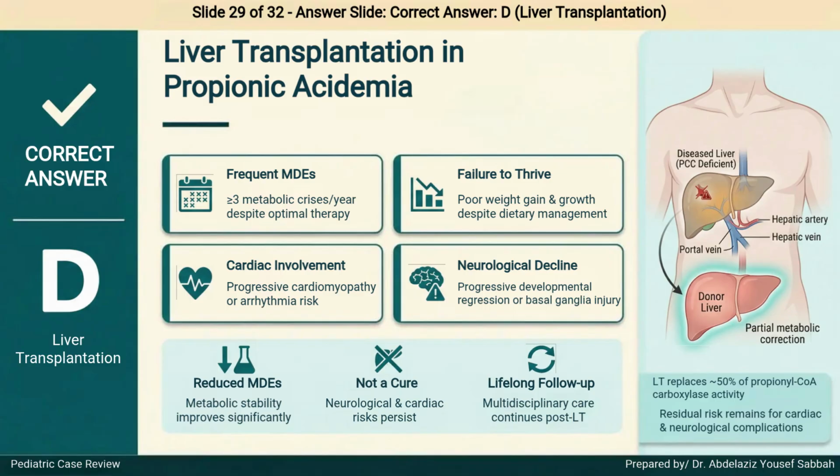Liver transplantation replaces approximately 50% of propionyl coenzyme A carboxylase activity, and significantly improves metabolic stability, reducing the frequency of decompensation episodes. However, it is not a cure. Neurological and cardiac risks persist after transplantation, and lifelong multidisciplinary follow-up continues.